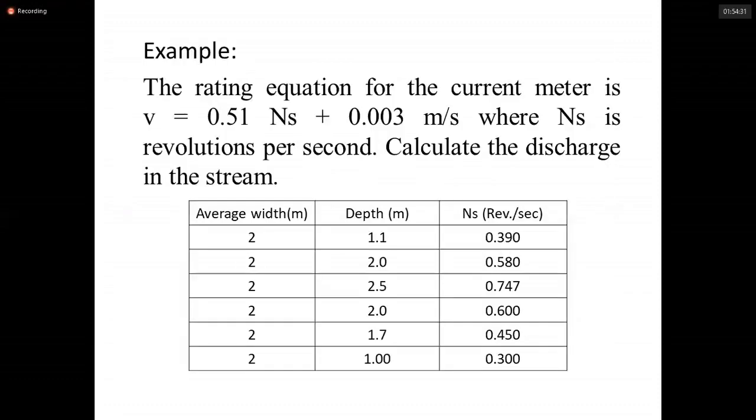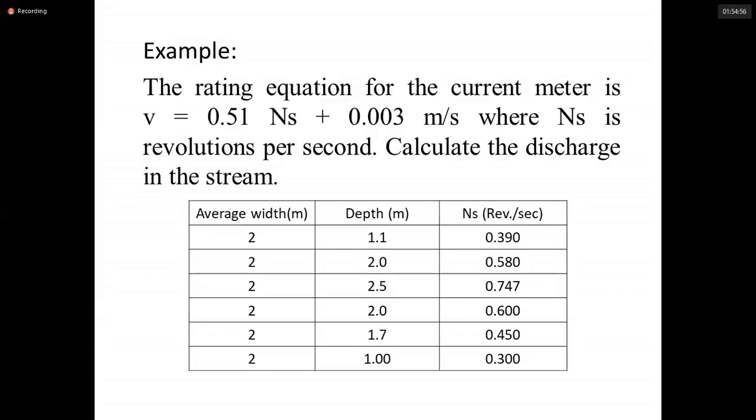Okay. Now, the second example. The rating equation for the current meter is V equal to 0.51 ns plus 0.003 meter per second, where ns is the revolution per second. Calculate the discharge in the stream.